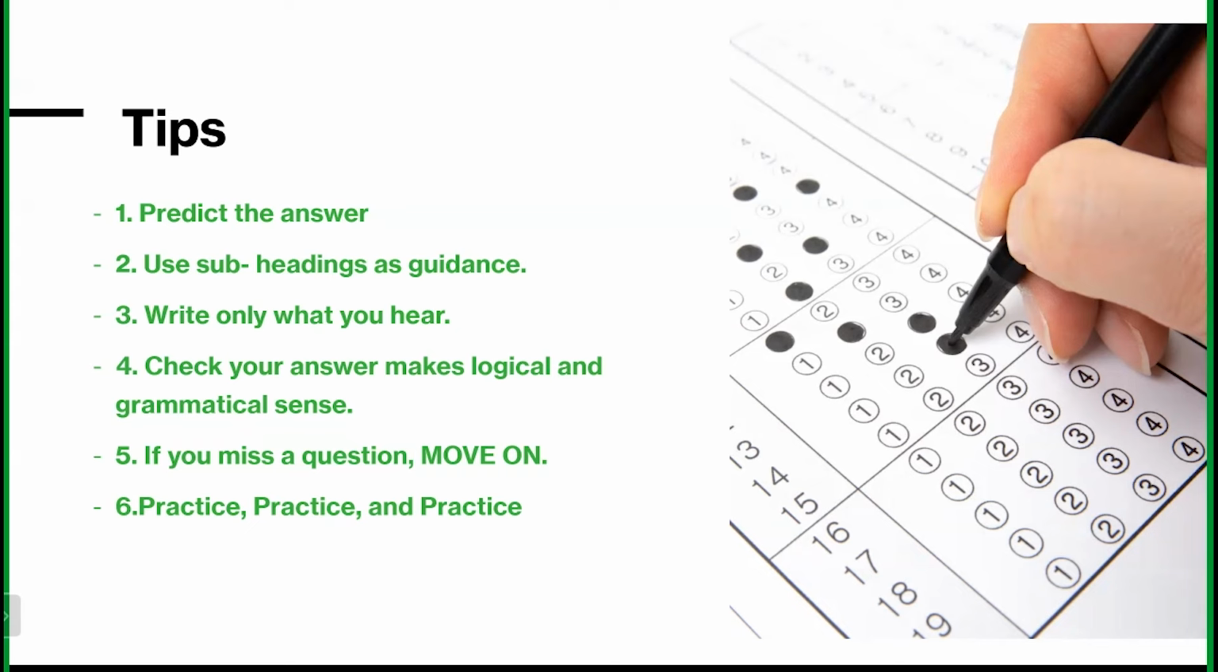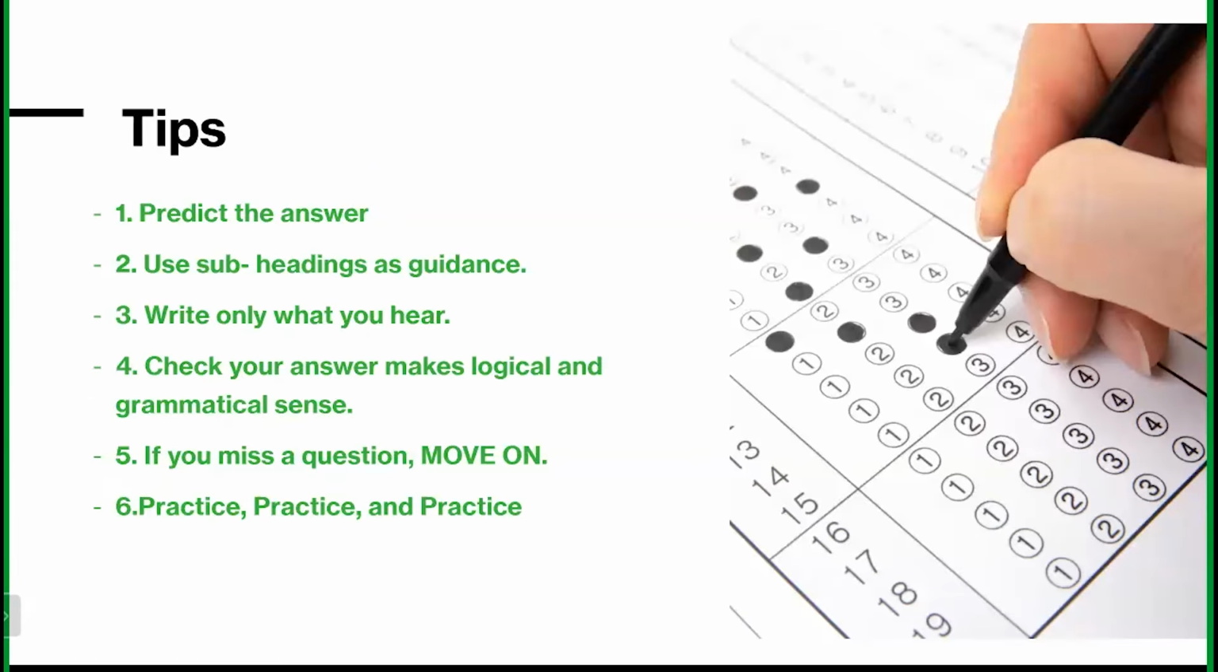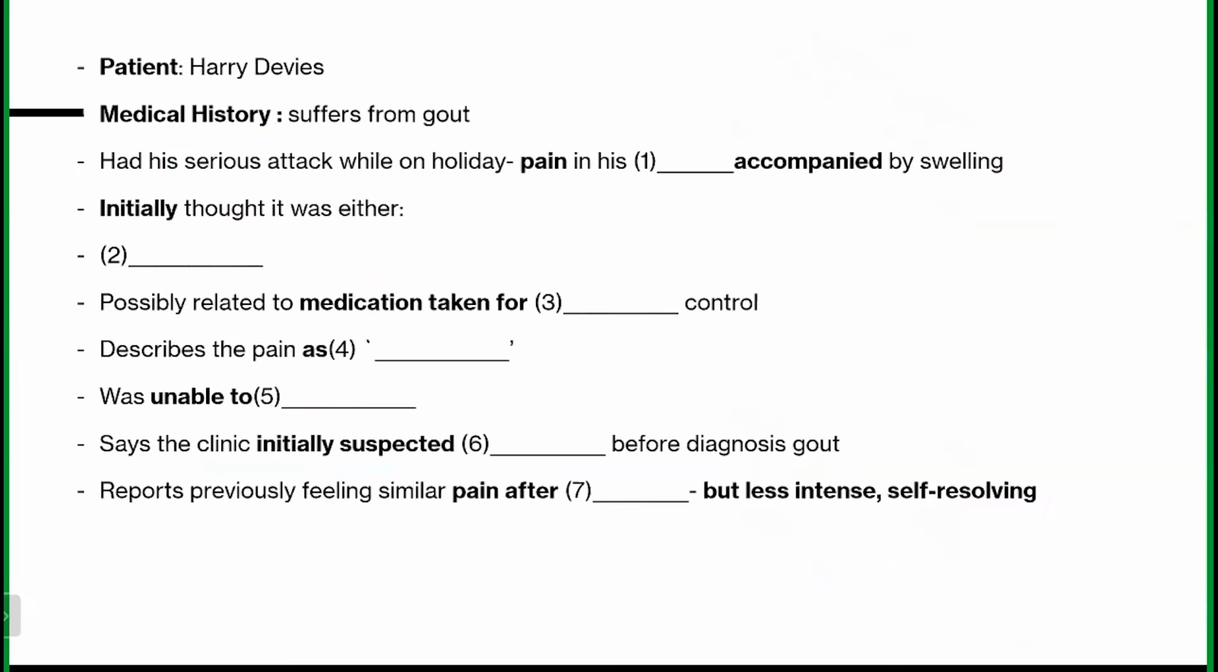And then the fifth one is, as I said earlier, if you miss any question, just move on. If you get stuck there, you will miss another question. So try to avoid that. If you know that you are lost, you have to move on. Nothing makes you perfect without practice. So you have to practice, practice, practice, and then you will be perfect.